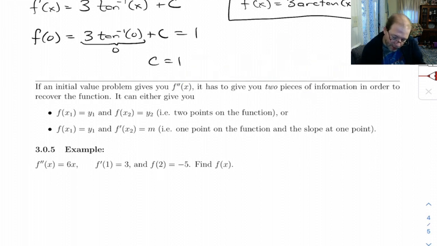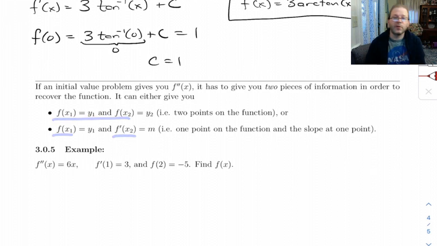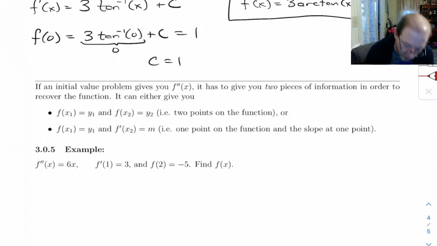And one of two things will happen. Either it'll be like this where they give us 2 points on the original function. Notice both of these are f's. The other thing they can do is give us 1 point on the original function and the slope of the function at some point. If they do that, we're given one value for f, and another value for f prime. So that's the main thing to look at here: whether they give you two f's or an f and an f prime for your initial value. So let's start with this example.